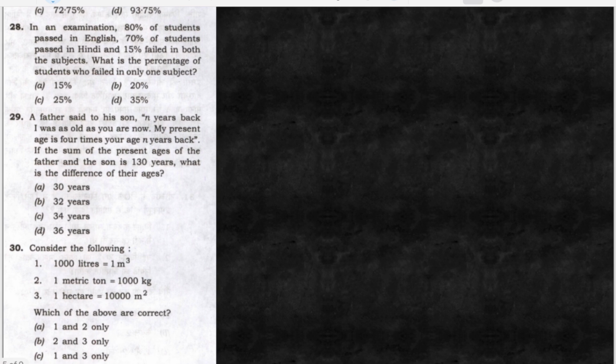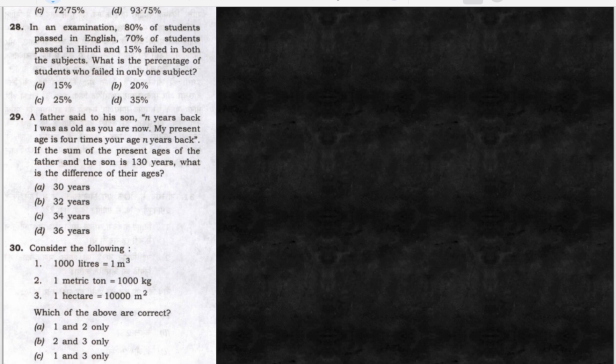A father said to his son. See, when you have these kinds of statement based questions, it may appear slightly tricky. Try to convert that into some form of an equation, right? And then start using the other clues that are given in the question. A father said to his son, N years back I was as old as you are as of now. My present age is 4 times your age N years back. All that seems to be a little difficult. Now comes the easy part.